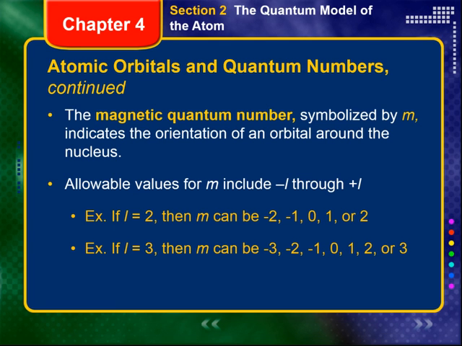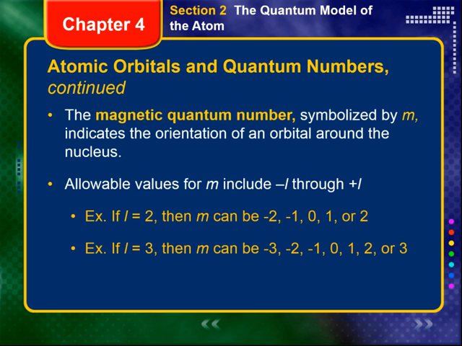Moving on to the magnetic quantum number. Atomic orbitals can have the same shape, but different orientations in three-dimensional space around the nucleus. The magnetic quantum number, symbolized by m, indicates the orientation of an orbital around the nucleus. Here, we describe the orbital orientations that correspond to various values of m.